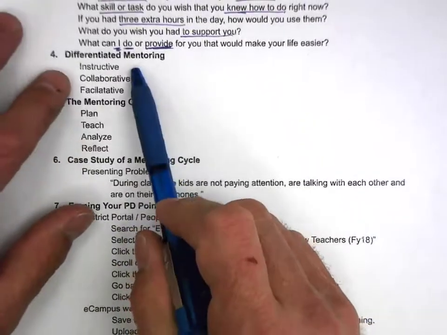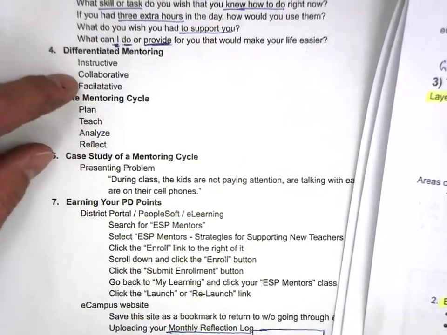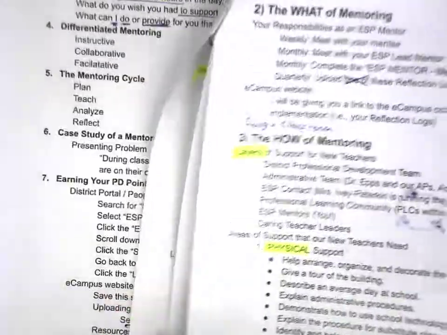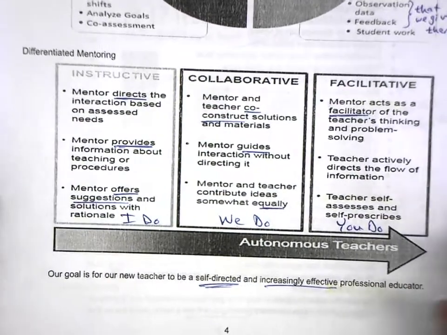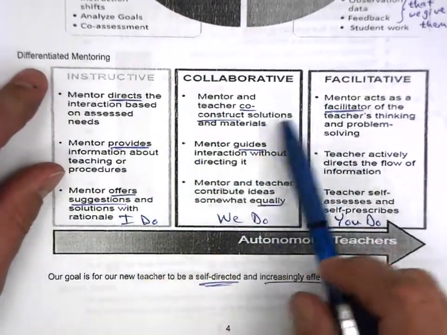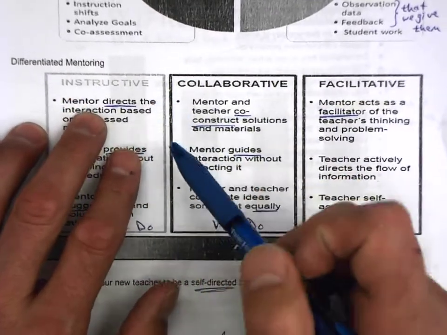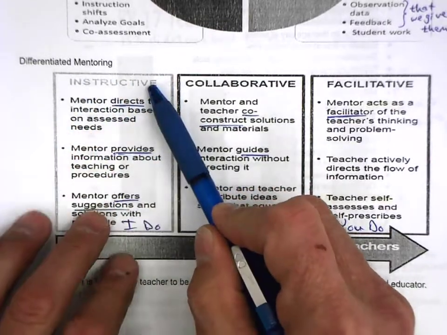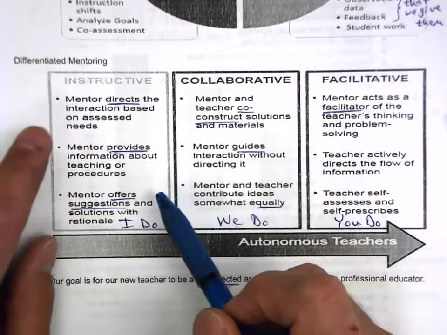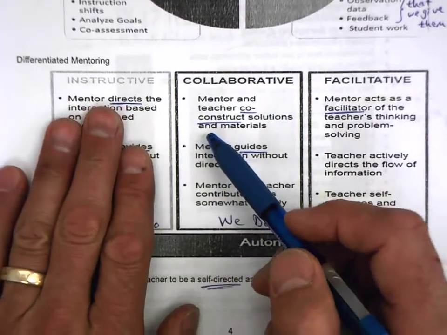Let me also remind you about differentiated mentoring, is what I'm calling it. Instructive, collaborative, facilitative. They talk about stance. Mentoring stance is another term that is used for these three concepts here. So in other words, as you are interacting with your new teacher, are you being simply instructive? You're just telling them what to do. Okay, now that we figured out what the problem is, let me tell you what to do. And not that that's wrong, right? It's good to be instructive.